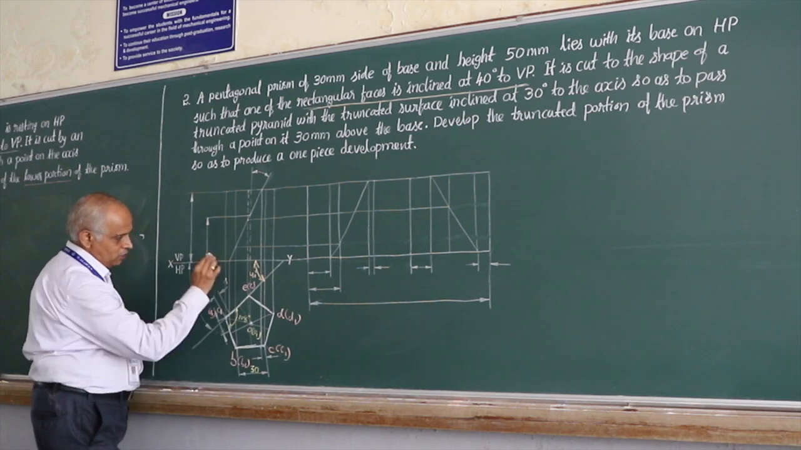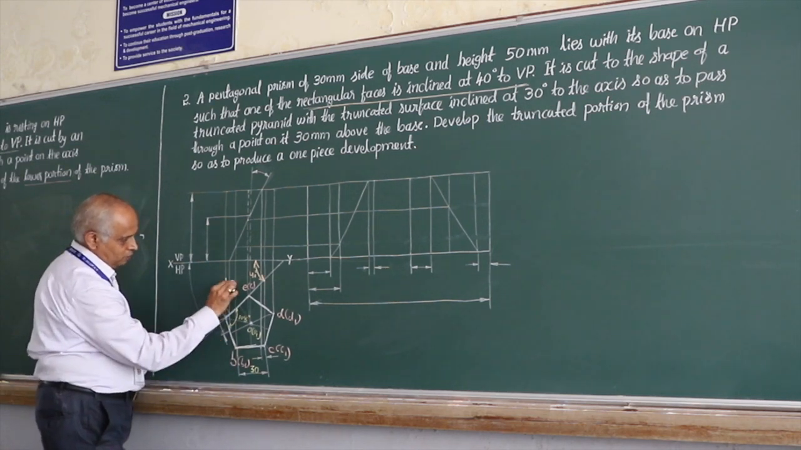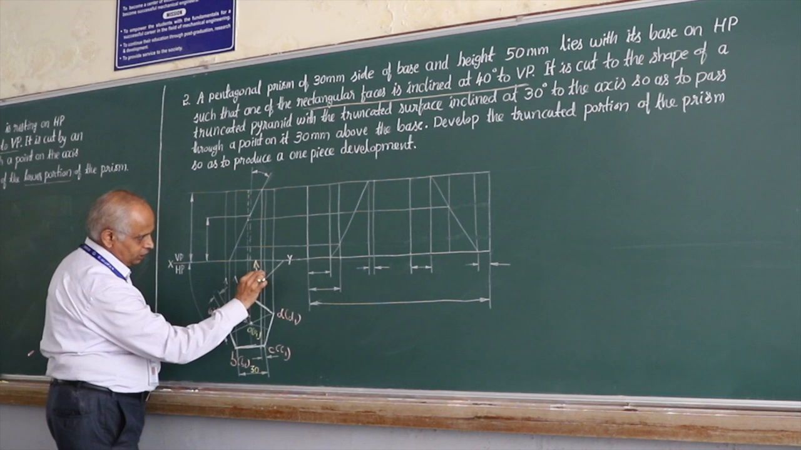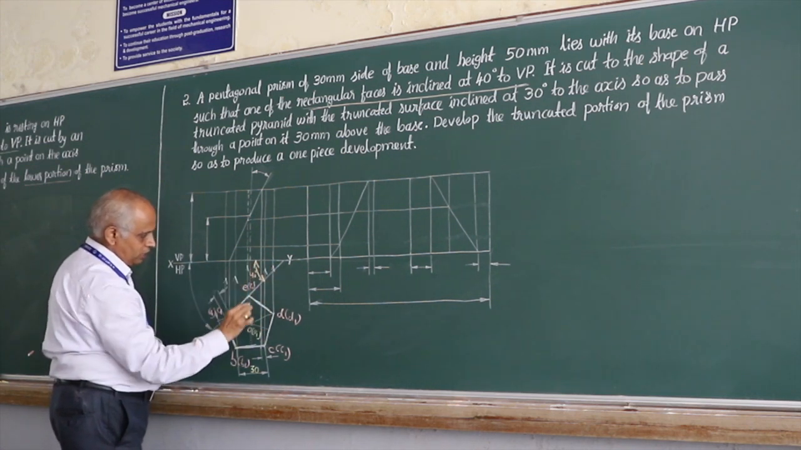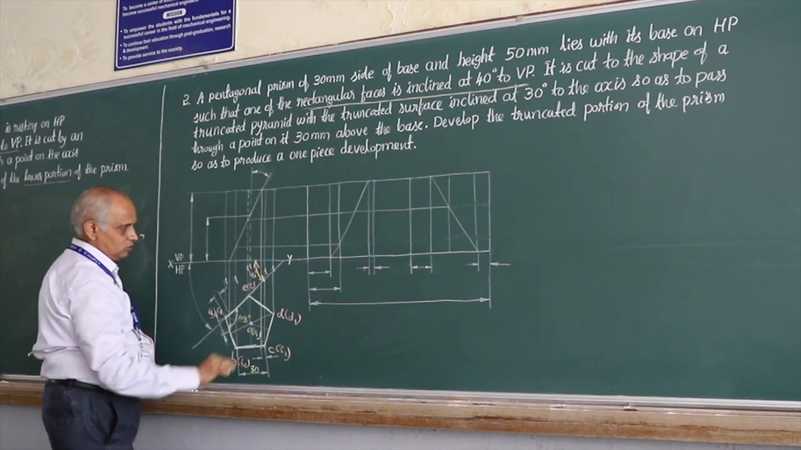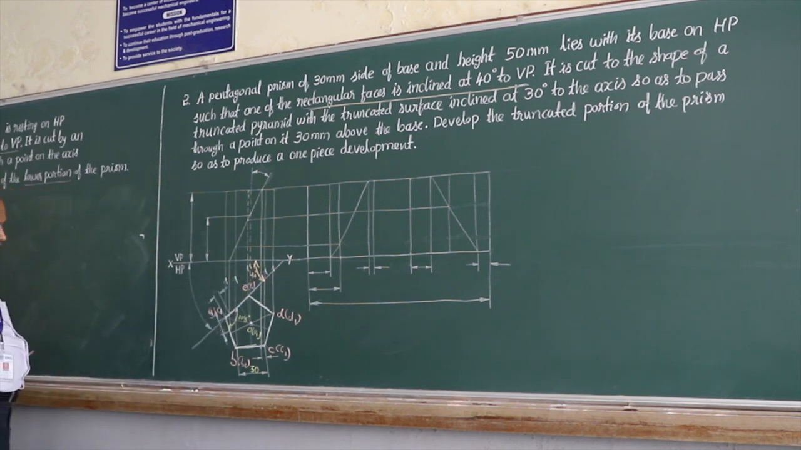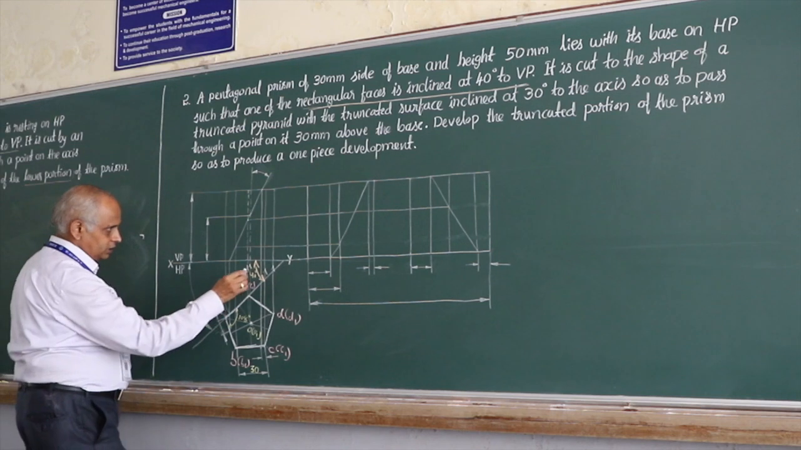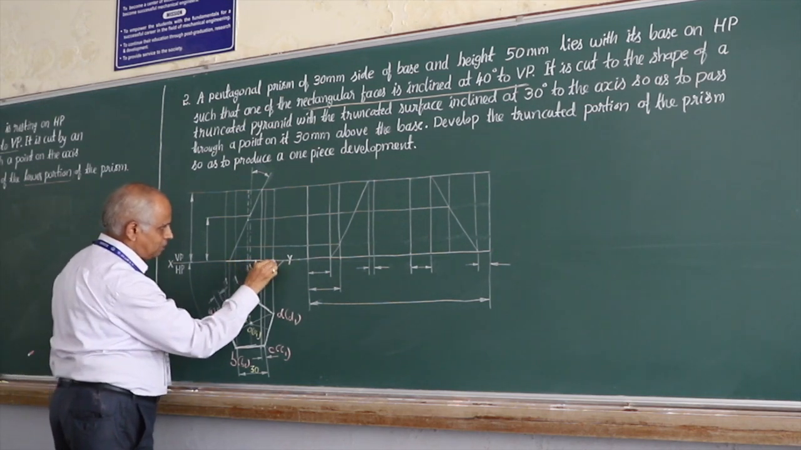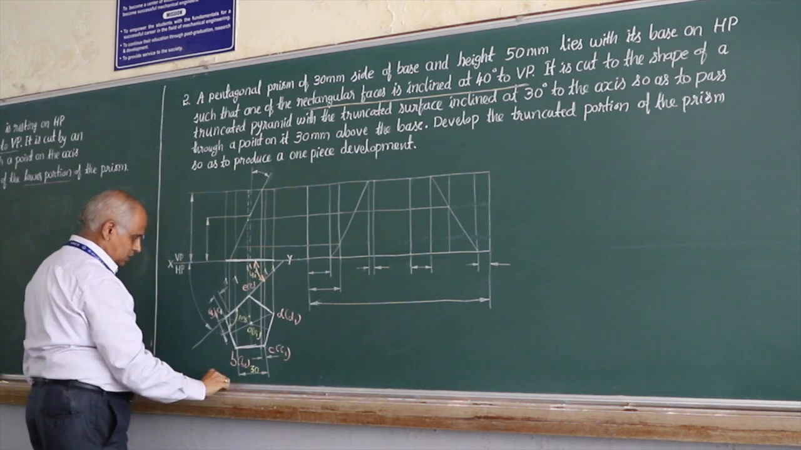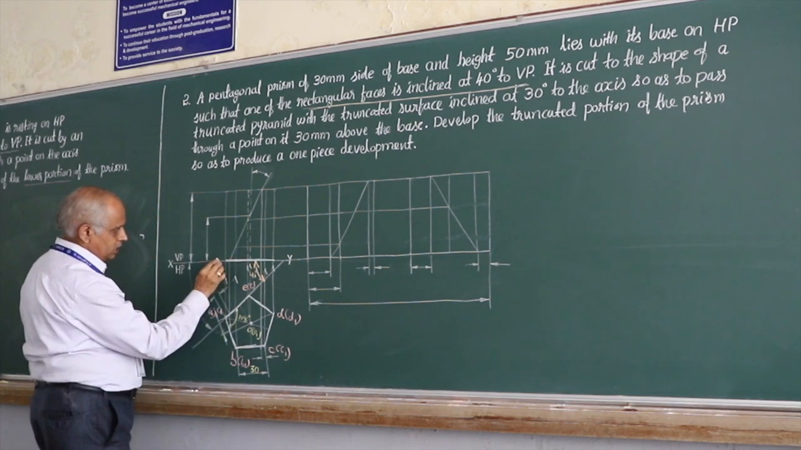Take projector from A1, take projector from B B1, take projector from C C1, take projector from D D1, and take projector from A1, take projector from axis O1. So locate this at the bottom. This is the base pentagon. Remember, the points are here.